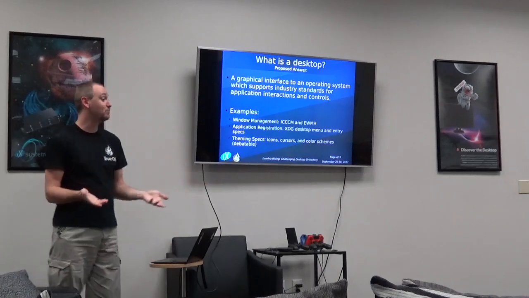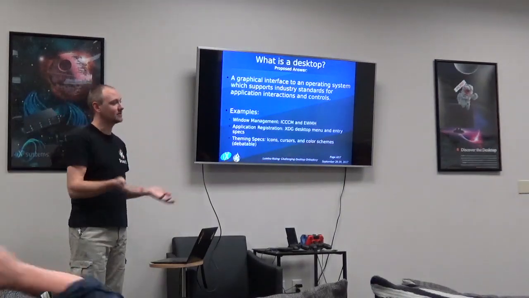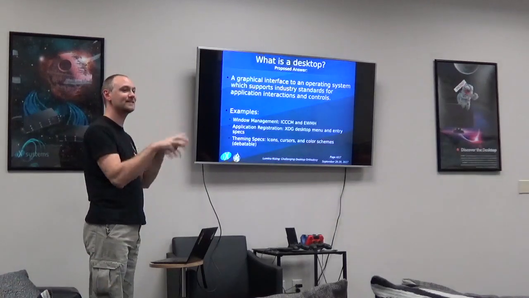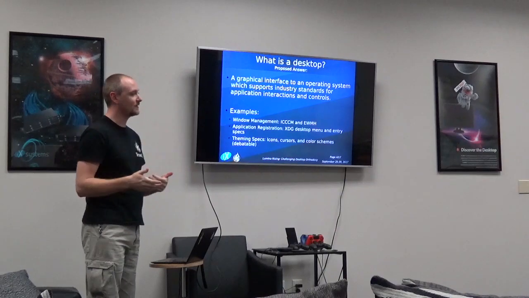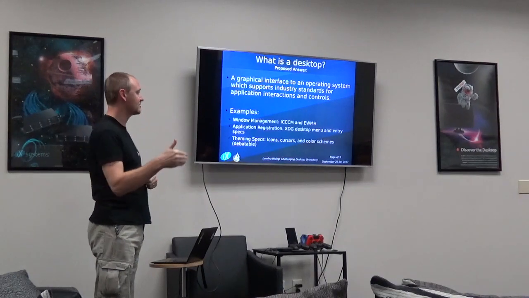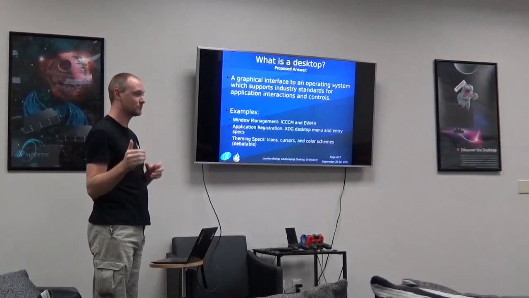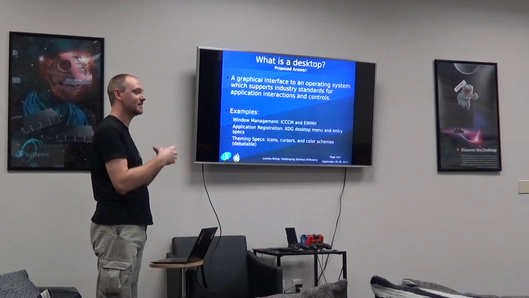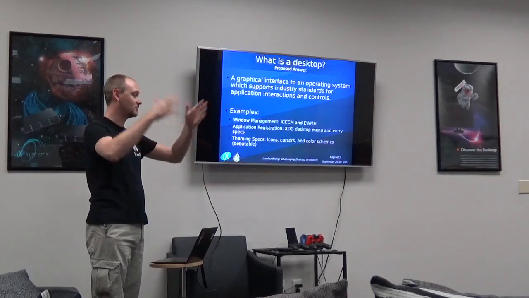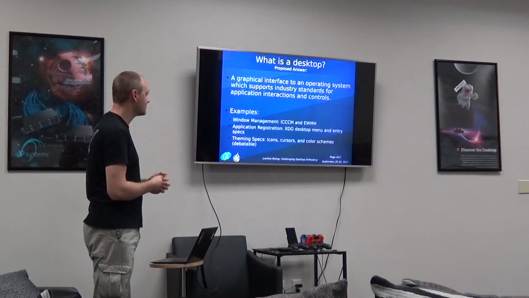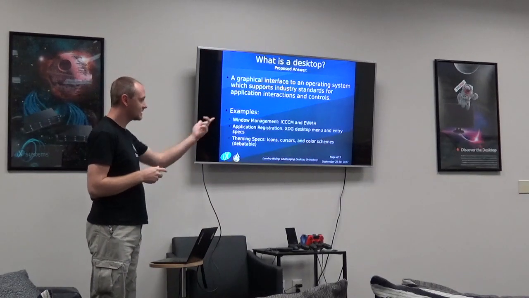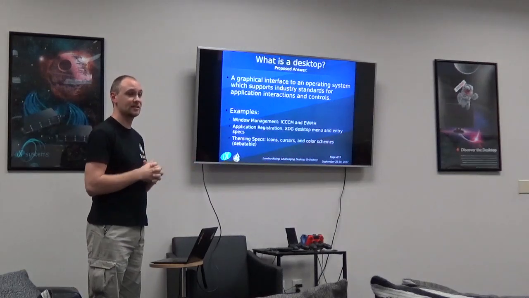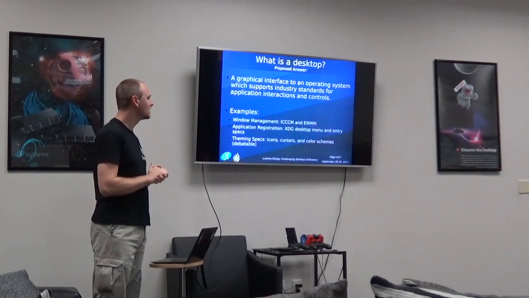Alright, so this is what I would propose as probably the best answer after talking to a lot of people and condensing all the reasons for why they pick their answers. I think this is what it boils down to. A desktop should be a graphical interface to an operating system which supports industry standards for application interaction and controls. That's really what you're getting down to when you're talking about a desktop. It's to provide the standardization framework for interacting with all your applications. Some examples of standards for window management are the ICCCM and the Extended Window Manager Hints. Those are some of the freedesktop standards that are pretty much universally accepted among X11 graphical systems.